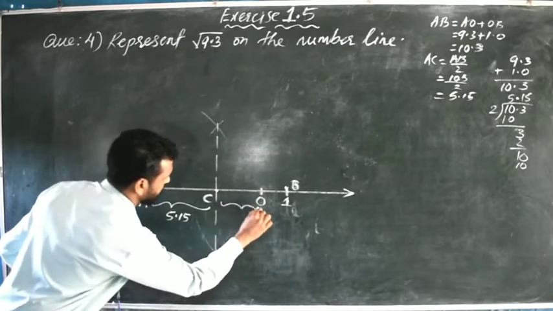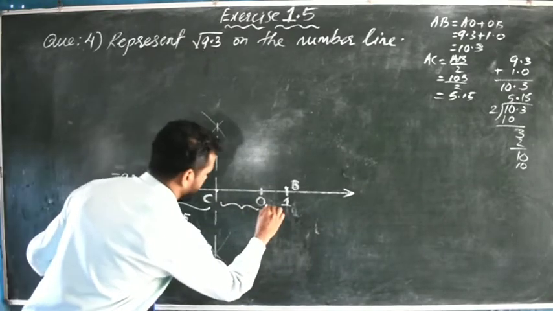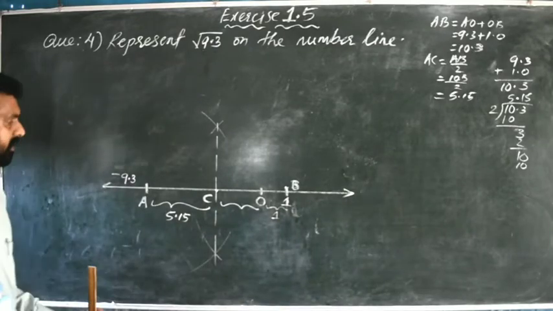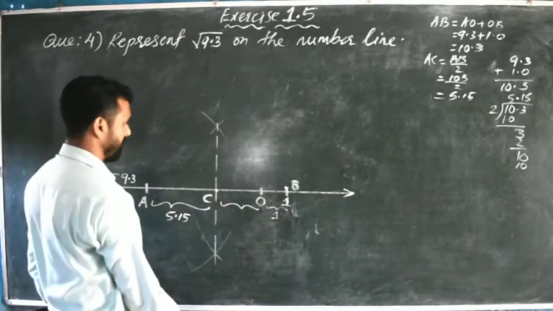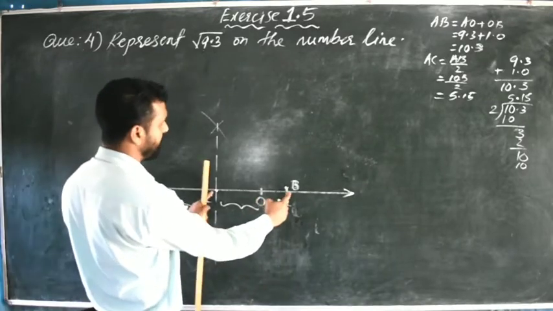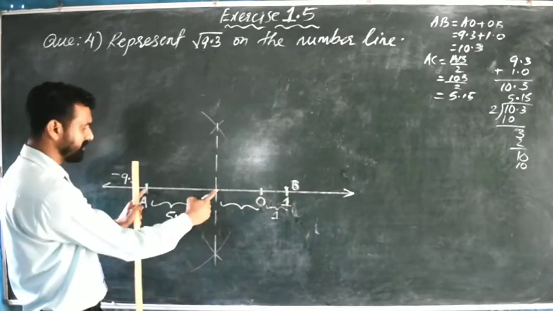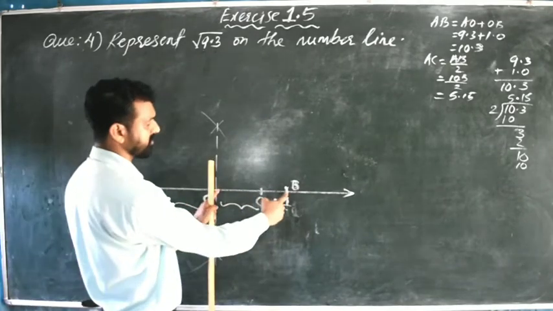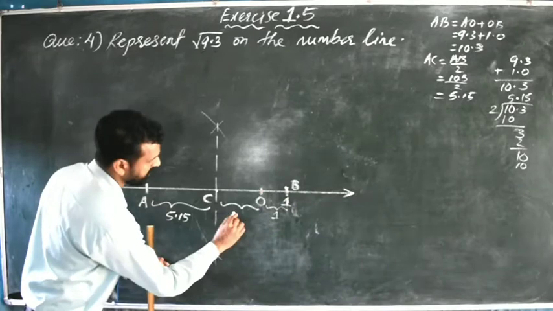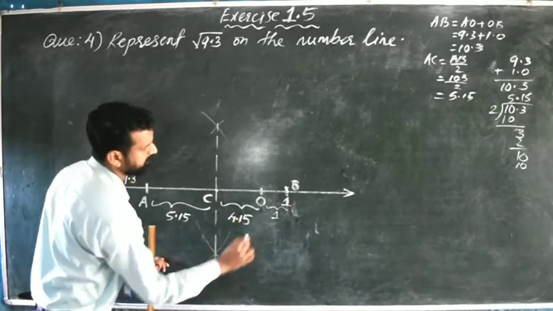CO is equal to how much will it come? This length is 1 unit, 1 centimeter we have marked. Then CO is equal to 5.15 minus 1 will come. C to B is equal to 5.15, A to C is 5.15 and C to B also 5.15. 5.15 minus 1 is equal to 4.15.